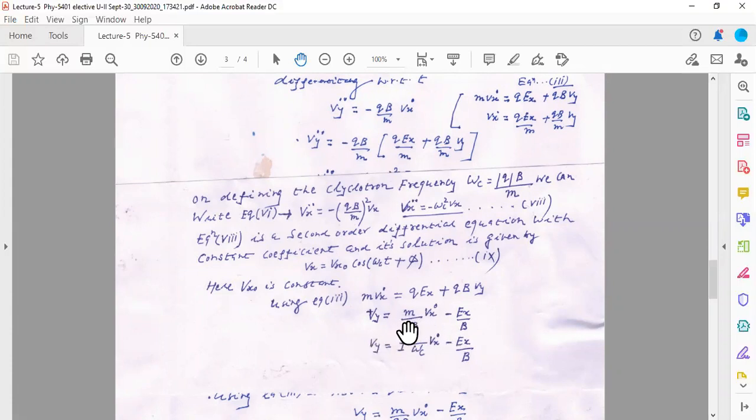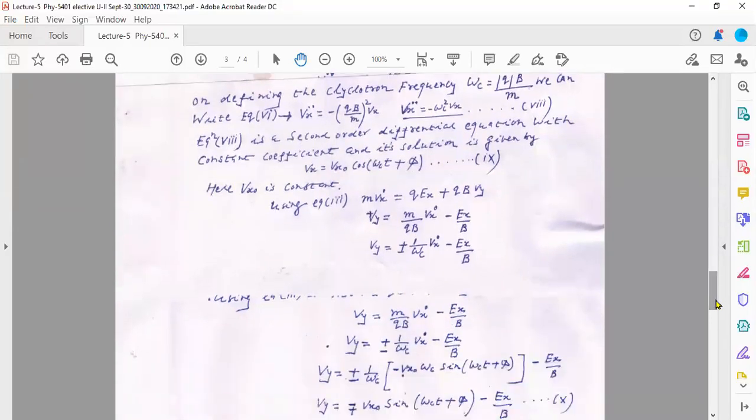You see here Q. If you have an ion, you have a plus Q. If you have an electron, you have a minus Q. So to take care of the sign, I introduce a plus or minus sign, and I write down for this 1 upon omega C Vx dot minus Ex over B. So this is again the same equation. This is the Vy, the same equation is written here.